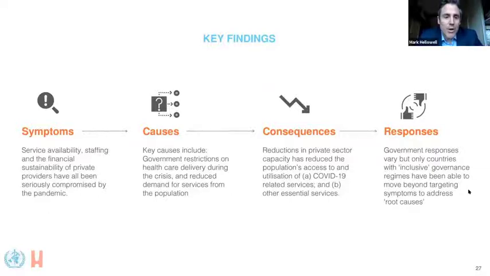We asked for data on the causes, and as expected, we found government restrictions on healthcare delivery were one, reduced demand from the population due to a lack of social mobility and a lack of ability to pay. Government responses at the moment are relatively limited and focused very much on short-term support, so tax deferrals, low-cost loans, these sorts of things, but not really policy solutions that are getting to the root causes of the problems. And the consequence of that has been obviously very significant from the point of view of the population's overall access to and utilization of both COVID-19 related services and other essential services during the pandemic.